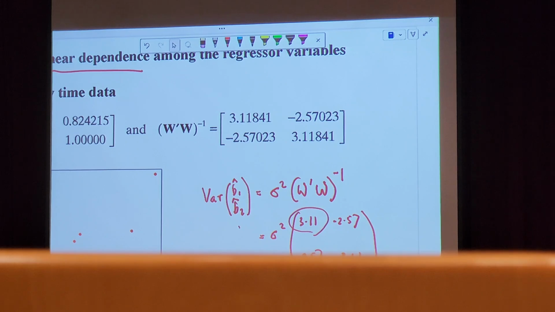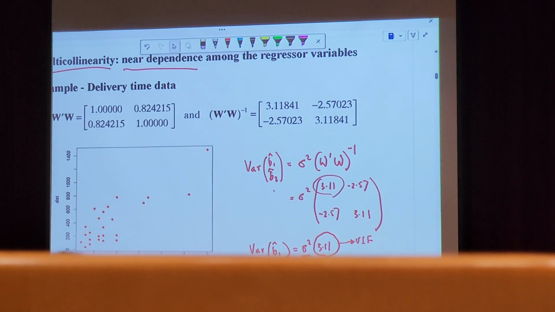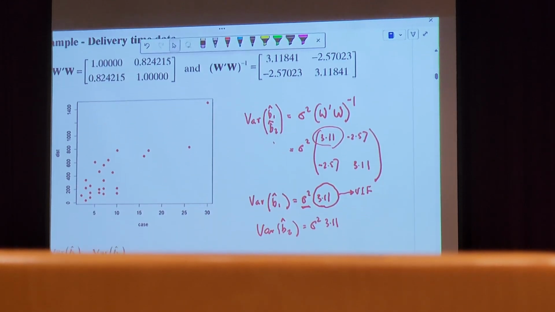So this shows the effect of multicollinearity on the variance of the estimator. The more highly correlated they are, the larger the variance becomes. Sometimes the correlation can be so high that the variance is so high, it renders the estimator completely useless. So that's the problem with multicollinearity.